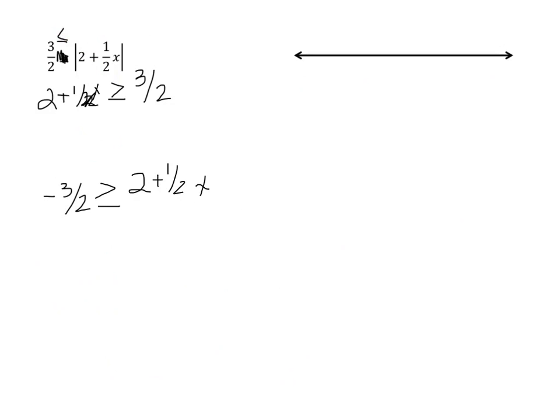So when I solve each one of these, subtract 2 from both sides, this gives me -1/2. Multiply by 2 on both sides, and I get -1. Do the same thing here. Subtract 2 from both sides. This gives me -7/2. Multiply by 2.